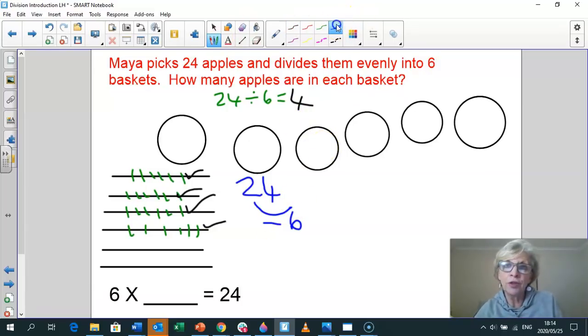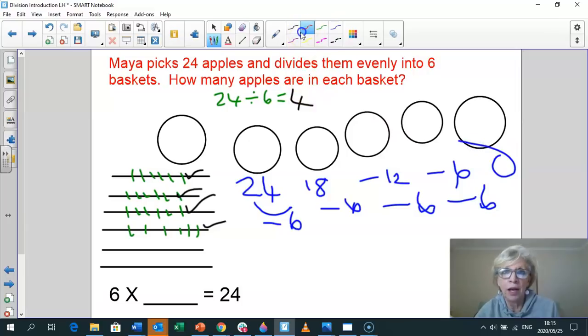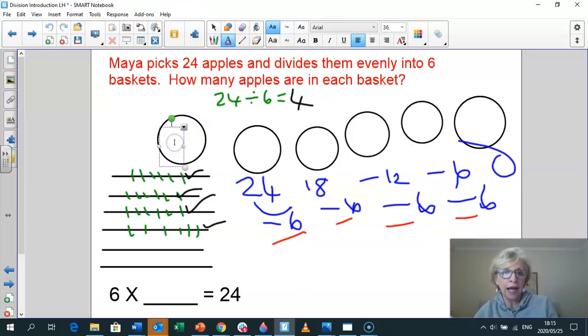Now let's do the subtraction one. So 24 minus 6 is 18, minus 6 is 12, minus 6 is 6, minus 6 is 0. How many? 1, 2, 3, 4. The answer is 4. Let's do a dealing out.